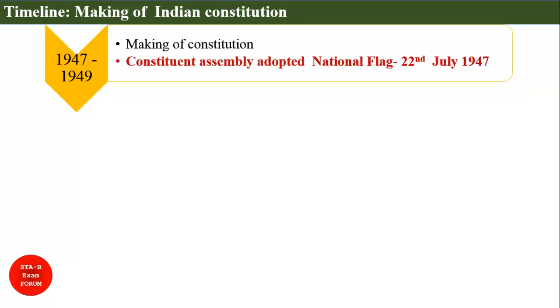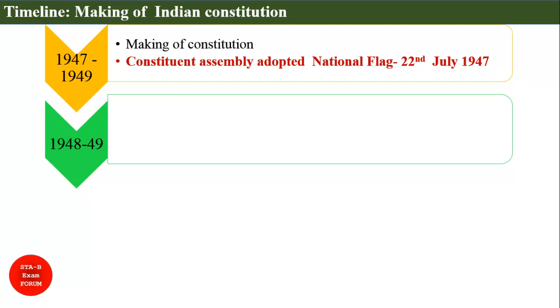One more thing happened: on 22nd July 1947, the Constituent Assembly adopted the national flag. So the national flag was adopted on 22nd July 1947. At that time our constitution was being made. After that, in 1948 to 49, the drafting committee presented 3 drafts.